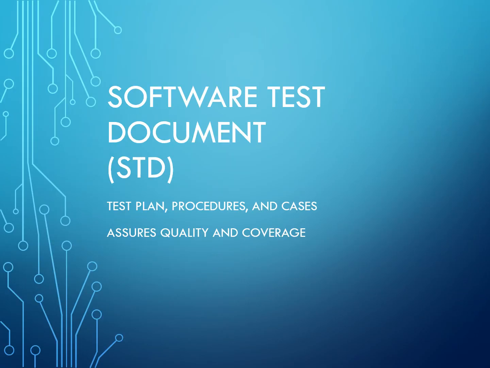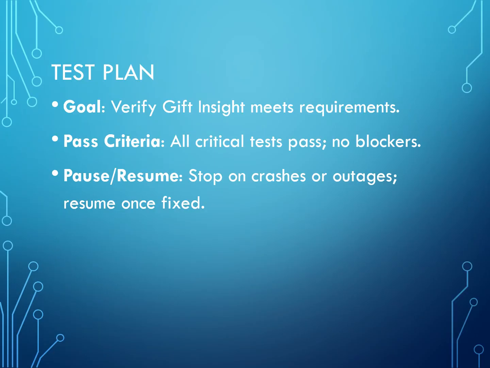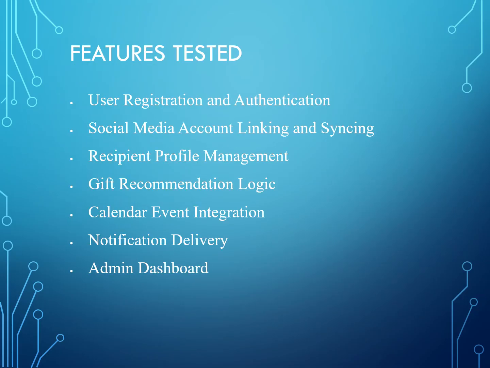For the software test document, which is the test plan, the procedure, and cases, it ensures quality and coverage for the GIF Insight system. The test plan, the main goal was to verify that the GIF Insight meets the requirements. The pass criteria: all critical tests pass, no blockers. For the pause or resume, we stop for crashes or outages, and resume once they're fixed.